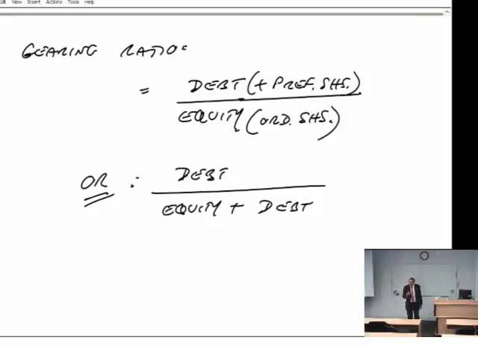Virtually always, though, when the examiner asks for the gearing ratio, he defines the way he wants it. He says gearing ratio, debt to equity. Or he says gearing ratio, brackets, debt to debt plus equity. They give different numbers. Some people do it one way, some people do another. If he doesn't specify, then either way would do. But virtually always when he asks for the gearing ratio, he does actually define it.